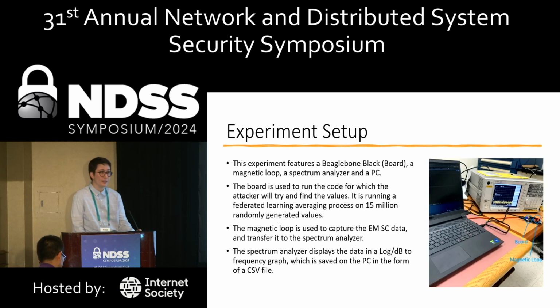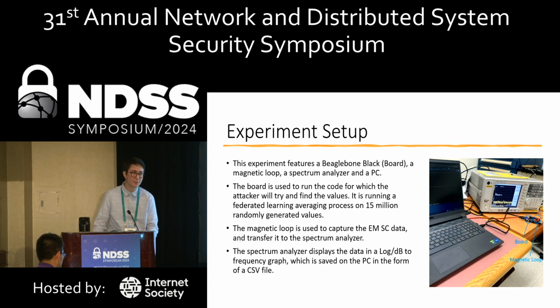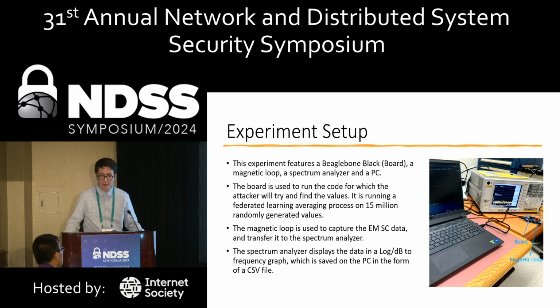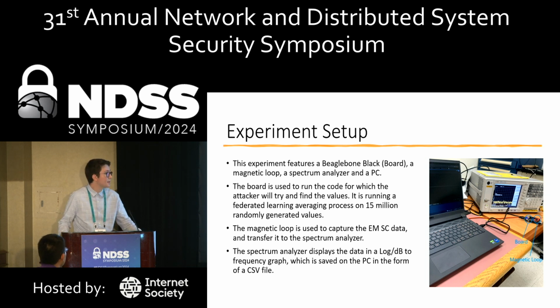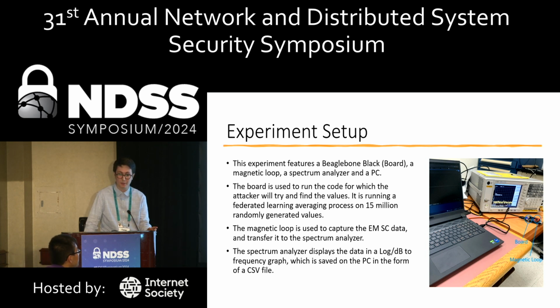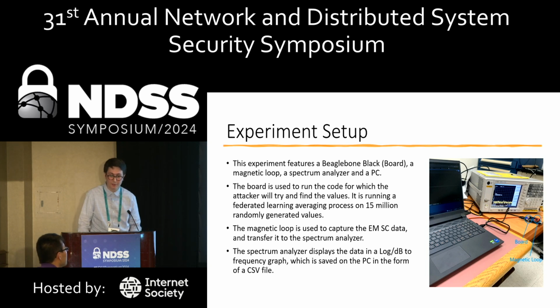So I conducted an experiment. I took a BeagleBone Black, which is just like a Raspberry Pi, a board, a magnetic loop, just a $20 magnetic loop you can buy on Amazon, a do-it-yourself kit, a spectrum analyzer provided to me by the university, and my personal computer. I took this board and I used it to run code for which the attacker would try and find the values. It's running a federated learning averaging process on 15 million randomly generated values. The magnetic loop is used to capture these values and pull off the electromagnetic side channel attack.